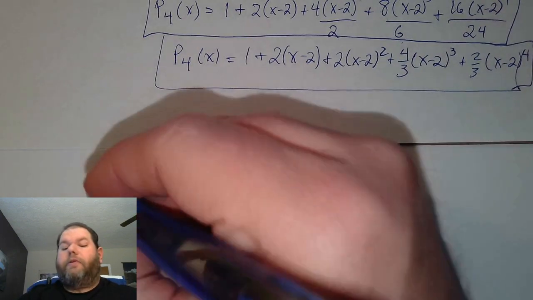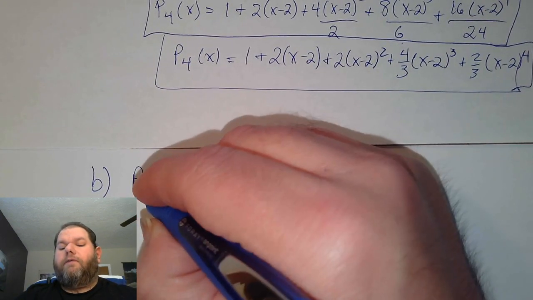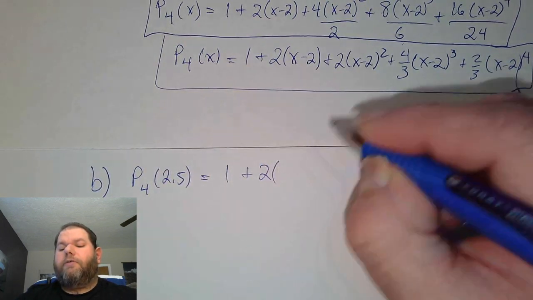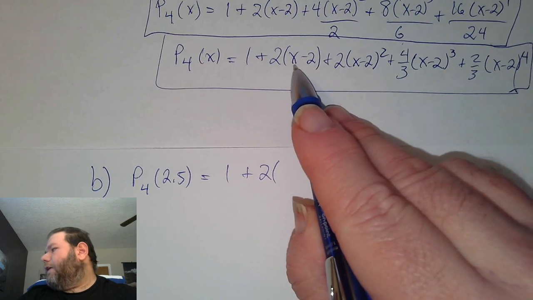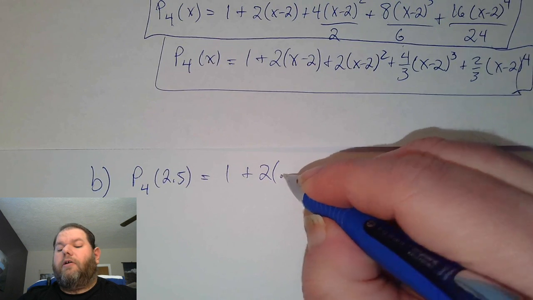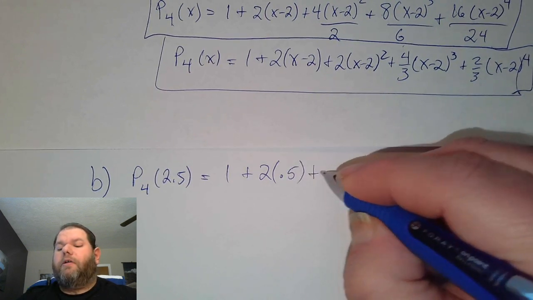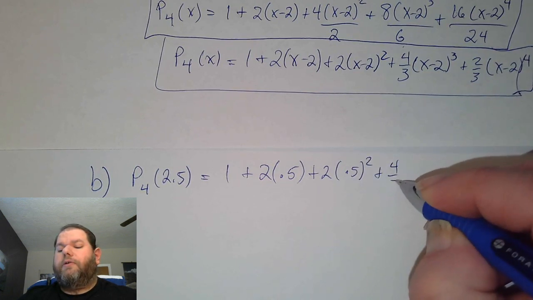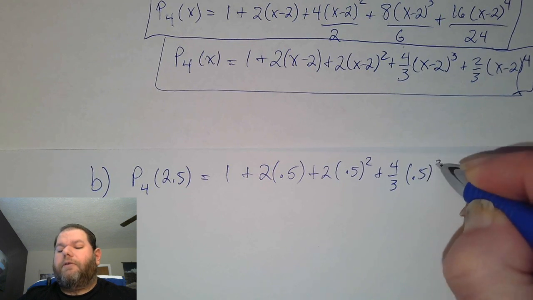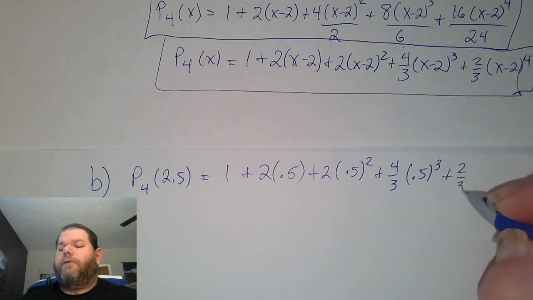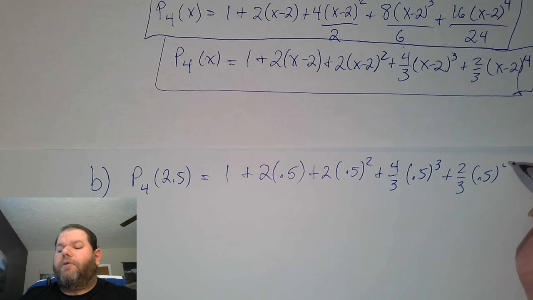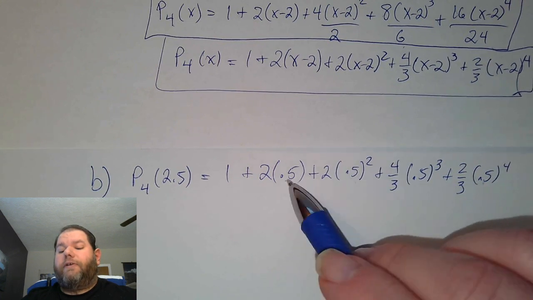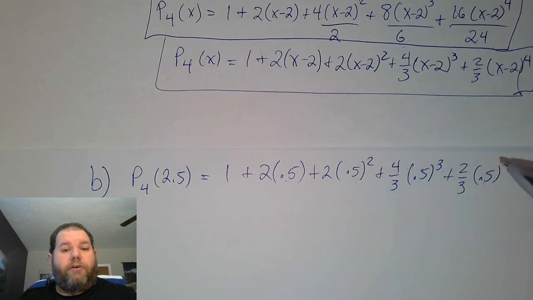Okay. So B, P4 of 2.5, so it's 1 plus 2. Now, if we plug in 2.5 for x, 2.5 minus 2 is just 0.5. Then 2.5 squared plus 4 thirds, 0.5 to the third, and then plus 2 thirds times 0.5 to the fourth. Because 2.5 minus 2 is 0.5 in each of these cases. We just have to make sure we calculate everything beyond that.